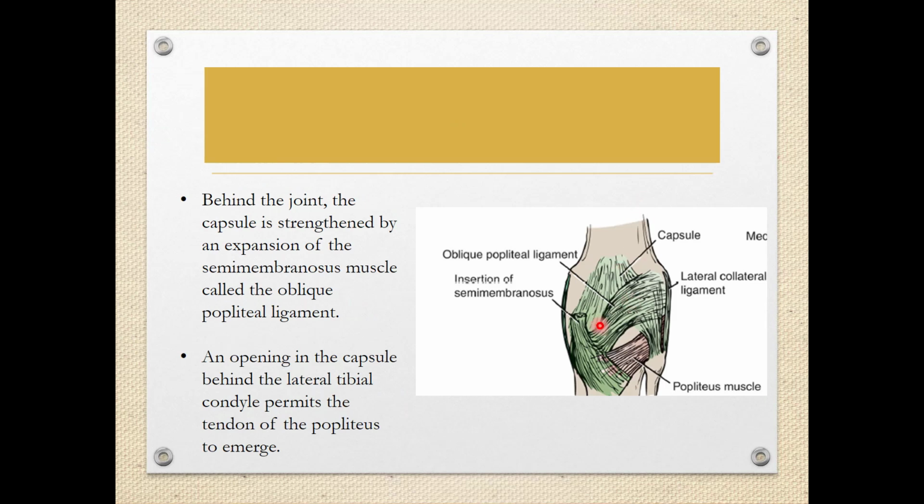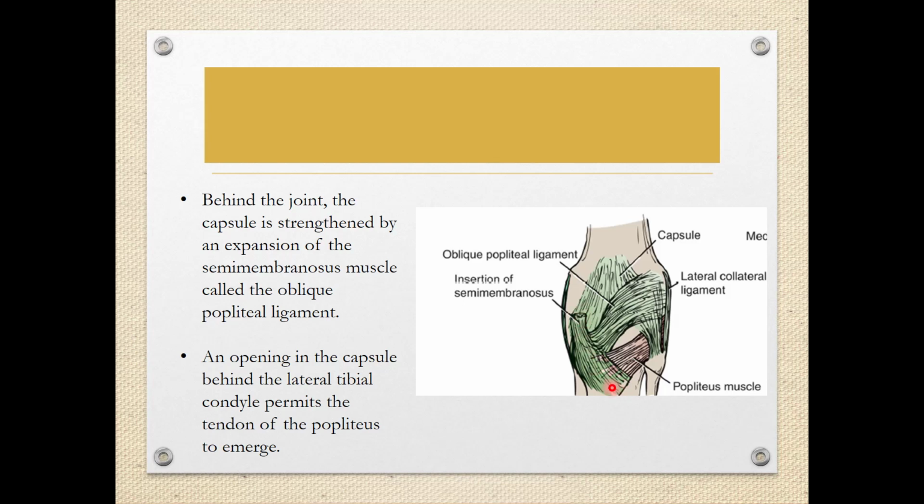Behind the joint, the capsule is strengthened by the expansion of the semimembranosus muscle. See here, this is semimembranosus muscle, which is the muscle of the posterior compartment of thigh. Okay, it forms the oblique popliteal ligament on the posterior surface of the joint. See here, posterior surface of joint. Here the capsule is strengthened by this oblique popliteal ligament. This oblique popliteal ligament is formed by the insertion of semimembranosus muscle.